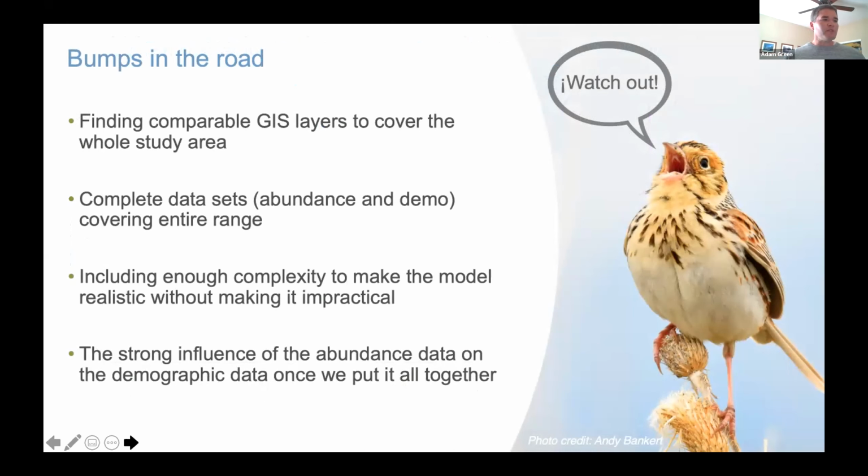So some of you might be interested in some of the challenges we faced so far. There are a few minor ones, including finding comparable GIS layers to cover the whole study area. So we couldn't find one GIS layer that was kind of the same across all three countries, the US, Canada, and Mexico. So we kind of had to use different ones that roughly measured the same thing in each country. So some of the interpretation of those covariates may differ slightly between the countries. So the breeding and the wintering, especially.